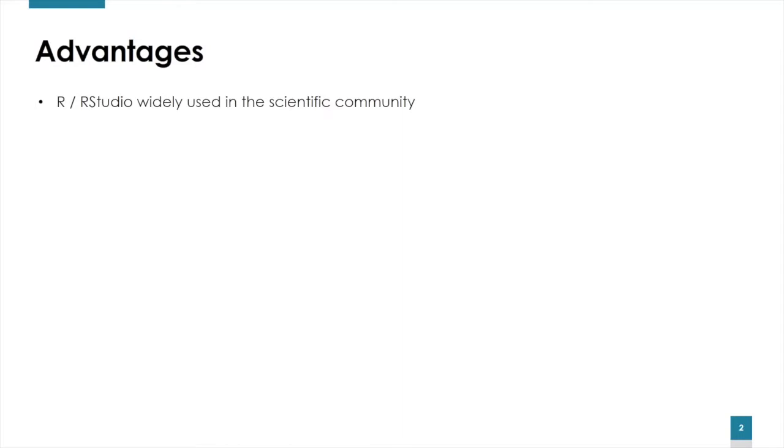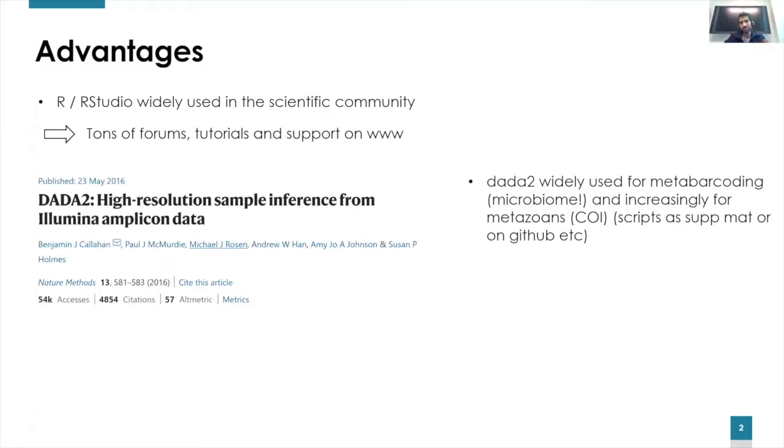So what is the advantage of using dada2 and R? First of all, R and RStudio are widely used in the scientific community. You probably all have worked with it, so there is a lot of support, forums and tutorials on the World Wide Web whenever you have issues. Then dada2 is widely used for metabarcoding, especially microbial metabarcoding, but also increasingly for animals using the CO1 marker. Nowadays, most manuscripts add their scripts to the supplementary material or on their GitHub pages, so it is becoming easier to learn from those papers, reproduce the workflows and take bits from here and there.